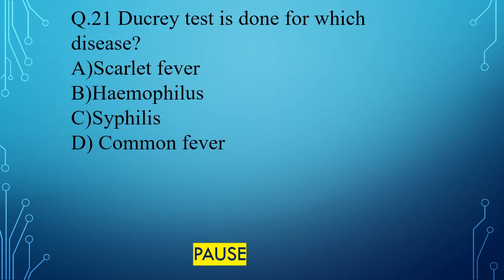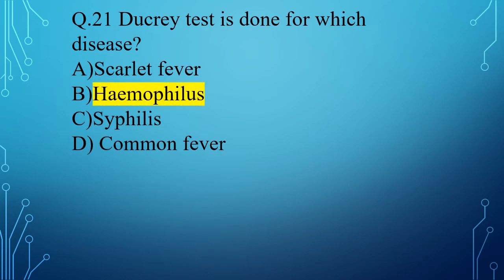Question number 21. Ducrey test is done for which disease? Option A, scarlet fever. Option B, hemophilus. Option C, syphilis. And option D, common fever. Ducrey test is done for hemophilus. So the right answer is hemophilus.